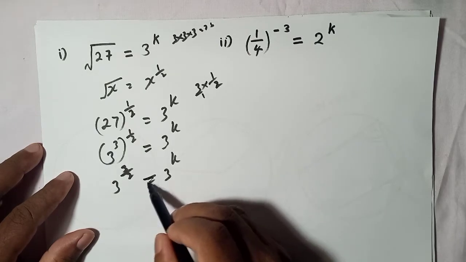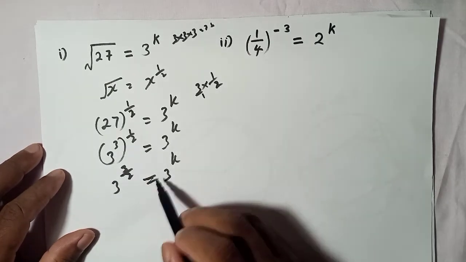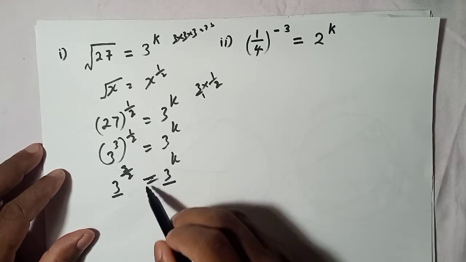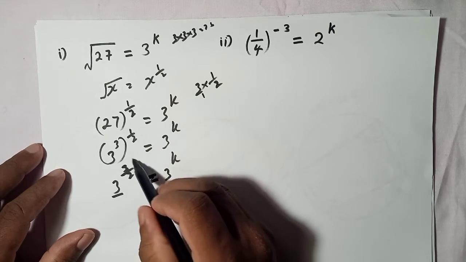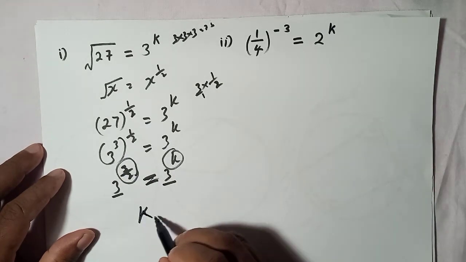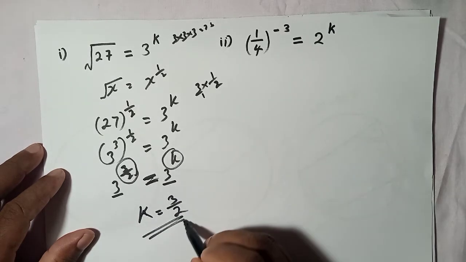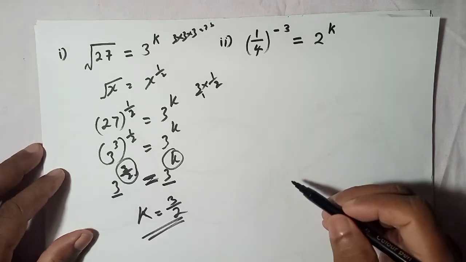Now very simple. Remember, when you have an equation like this, where base equals base with the equal sign, that means definitely this is equal to this. So you can write k equals 3 over 2. So that's the answer, right?